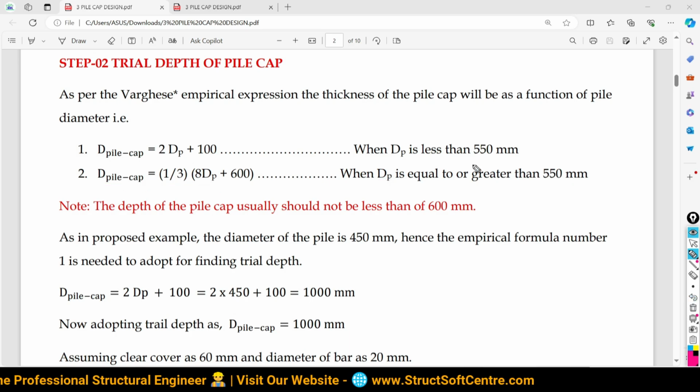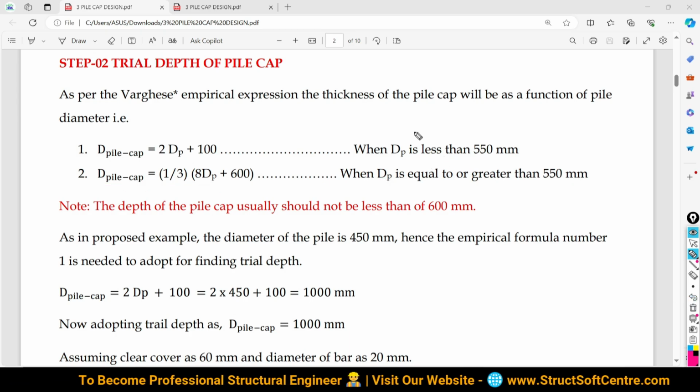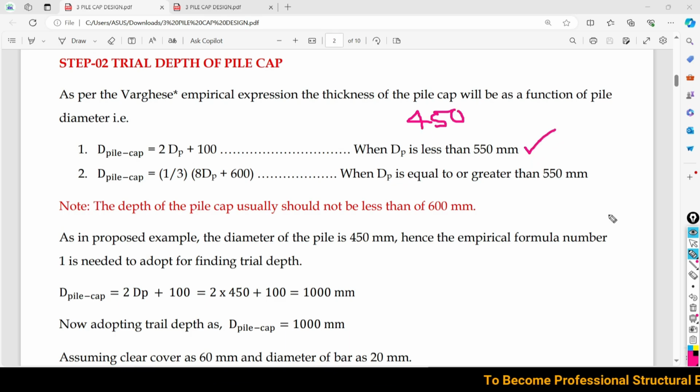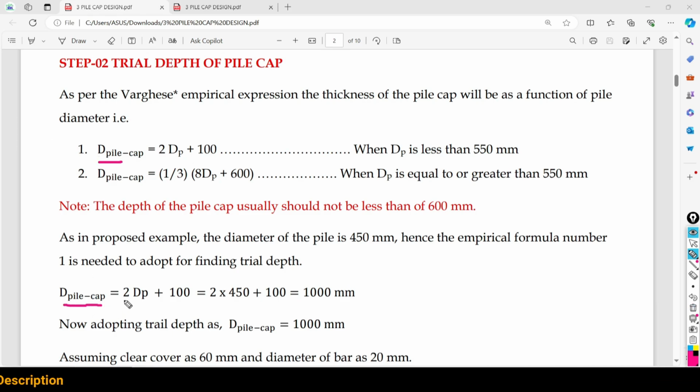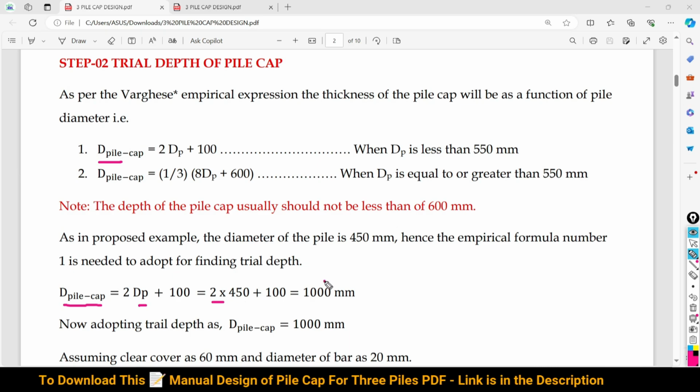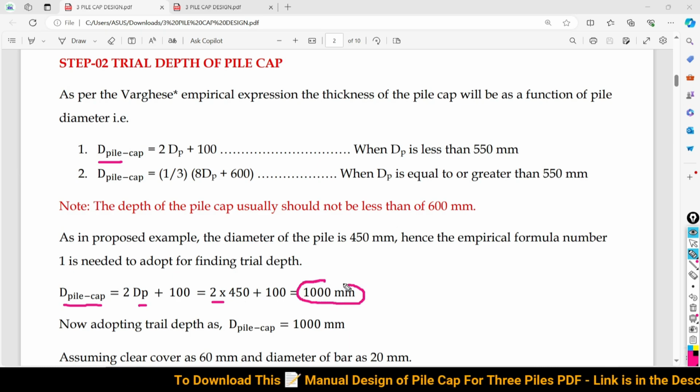So basically in our proposed example, the diameter of the pile is given as 450 mm. That's why we are going to follow this first expression to find out the overall depth of the pile cap. So here the depth of the pile cap will equal 2 times the diameter of the pile plus 100. It will be equal to 2 times 450 plus 100, which comes to 1000 mm.